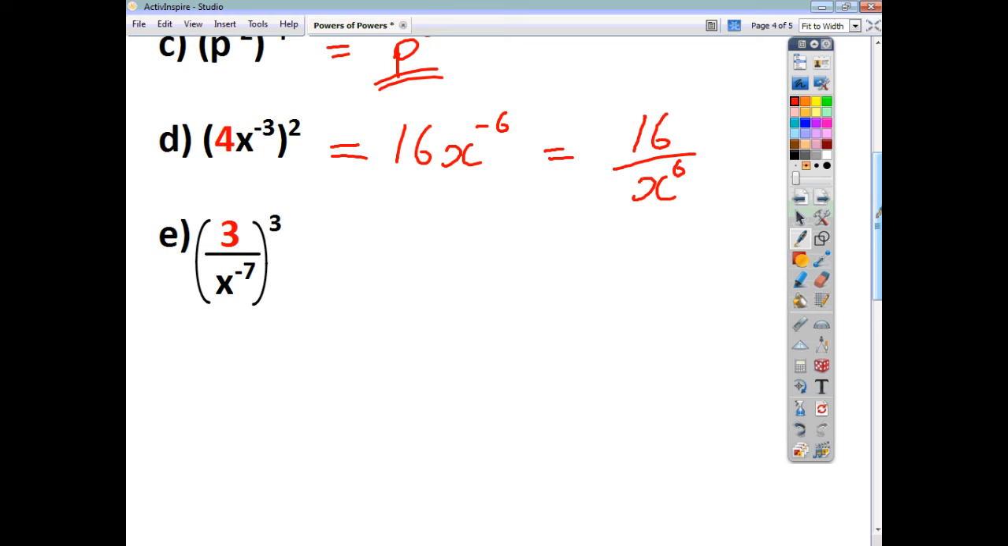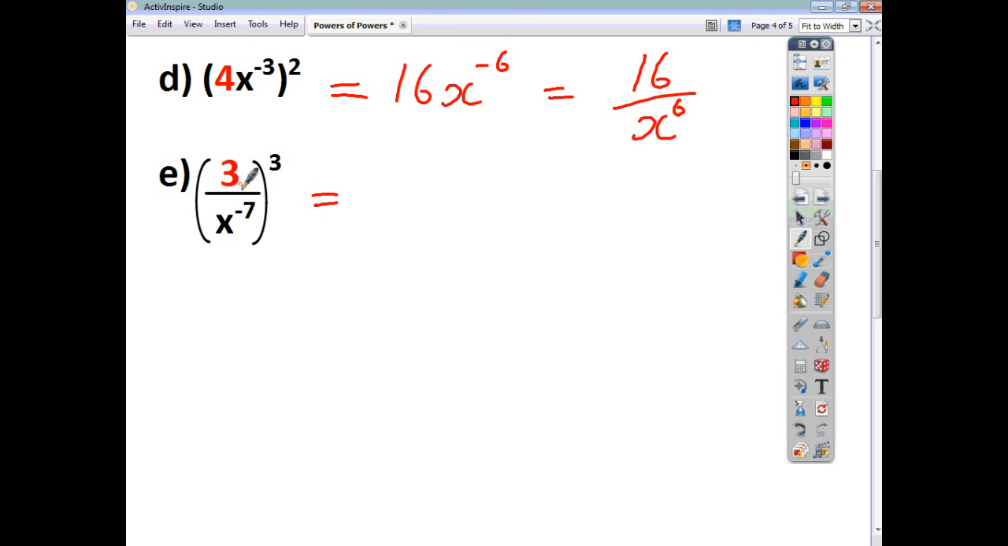And for E, I'm going to bring what's on the bottom back upstairs, and I'm going to write it as 3x to the power of 7, all cubed. Notice how the power changes as I move it upstairs. And then we're going to cube the 3. 3 times 3 times 3 is 27, and we end up with x to the power of 7 times 3, which is 21. So that would be your answer there.